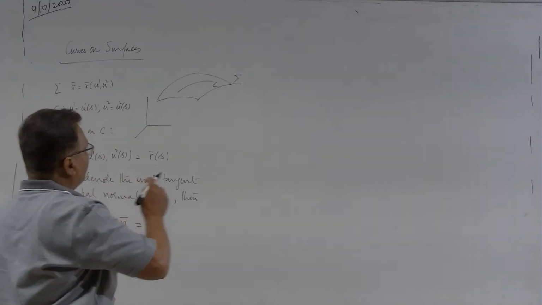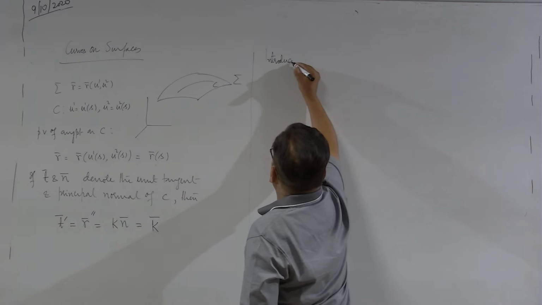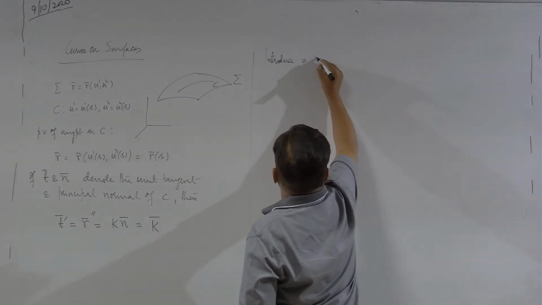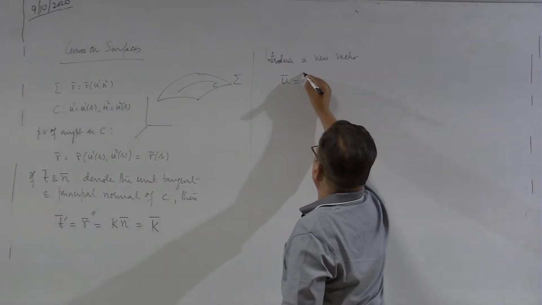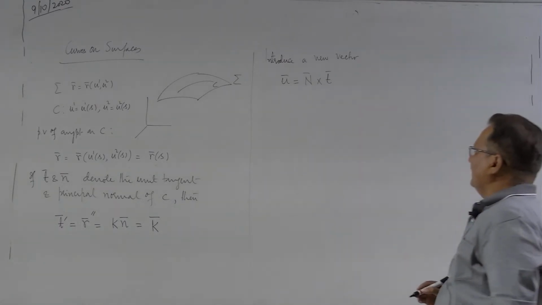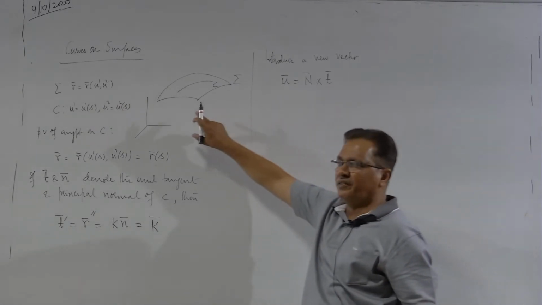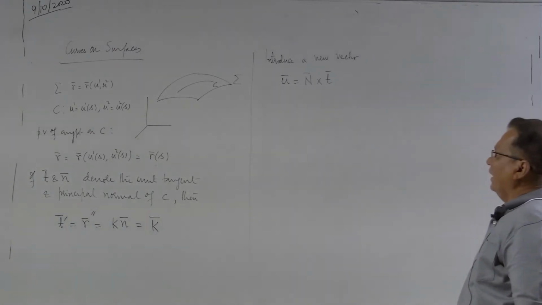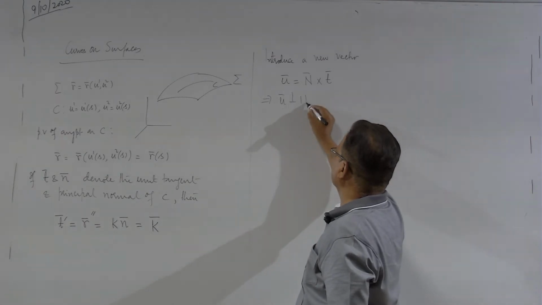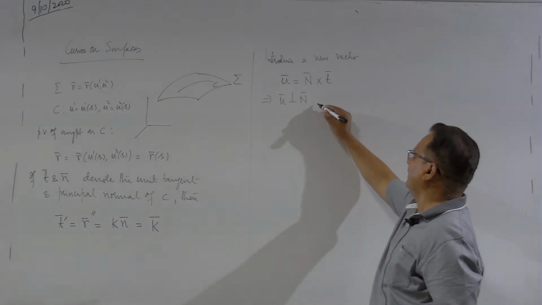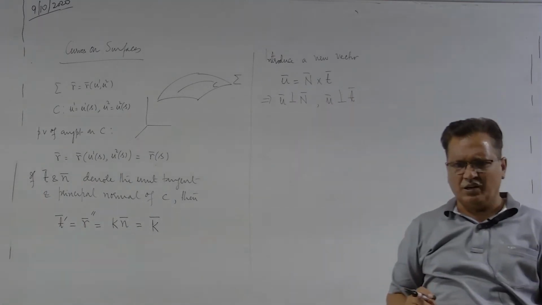So, in order to see where it is, I introduce a new vector u, which I write as n cross t. You can see in order to define u, I have taken help of two vectors n and t, where n is related to the surface and t is related to the curve. So, it is easy to see from here that u is perpendicular to n, and u is also perpendicular to t. Now, with these two pieces of information, you can guess where this vector u is.